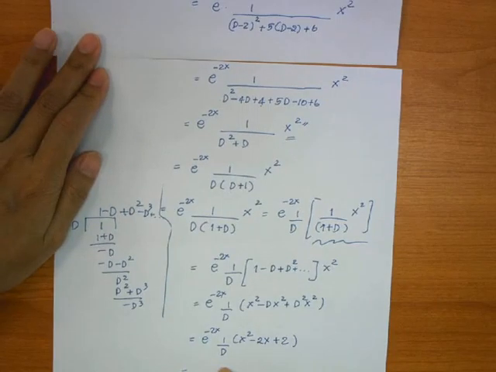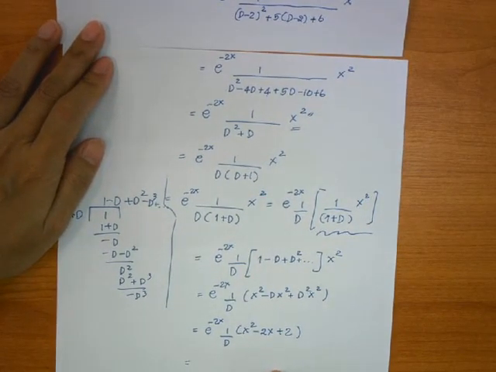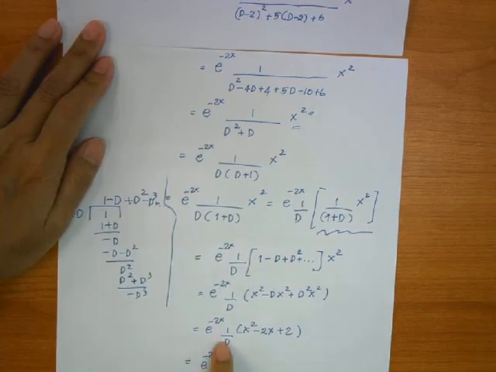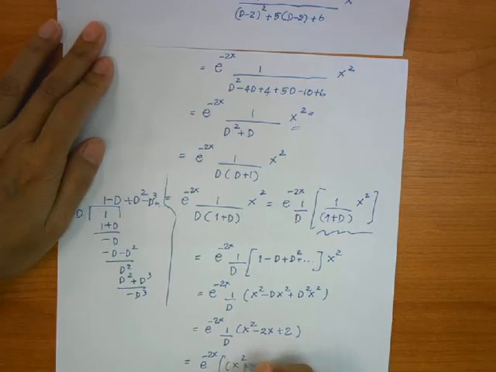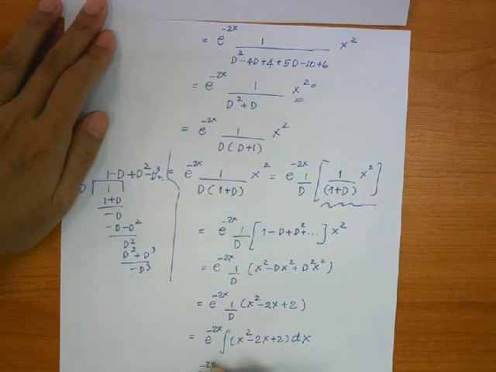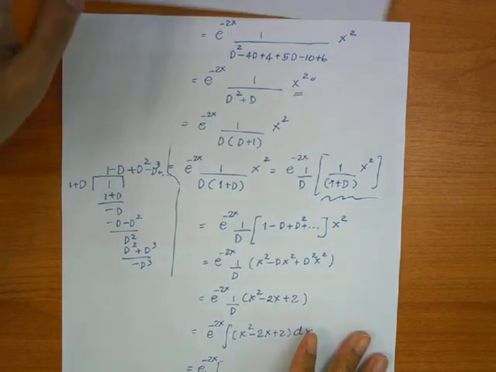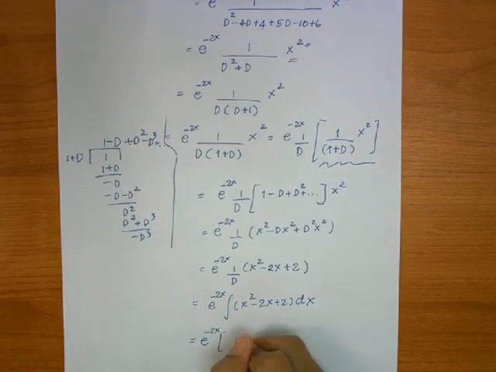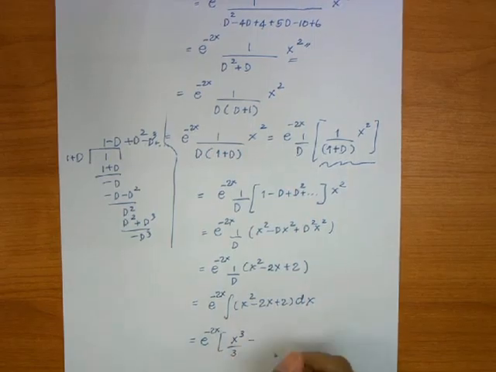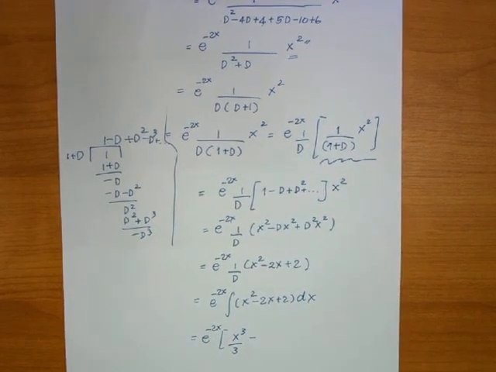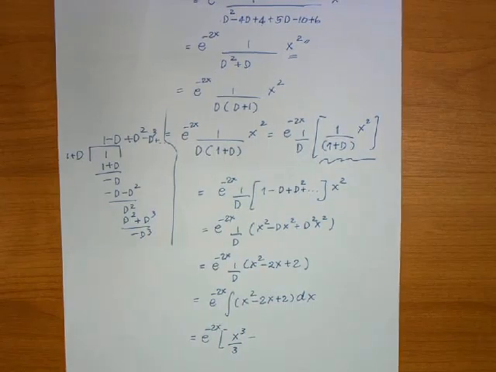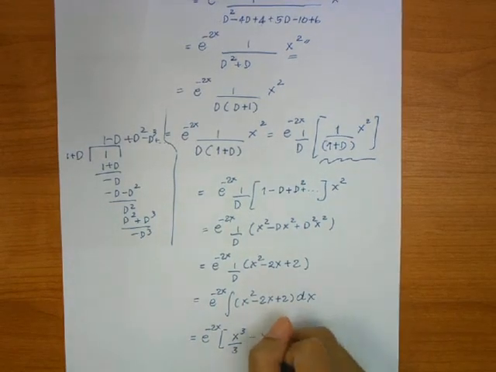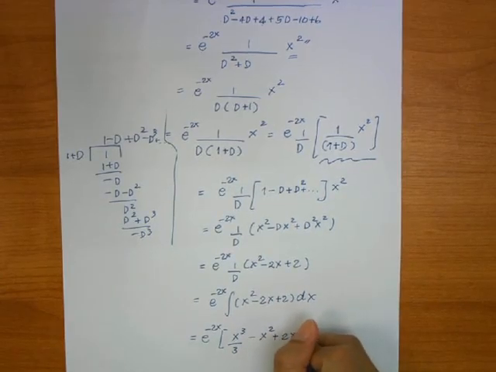The second derivative of x squared is equal to... Now, what is the definition of 1 over D fx? 1 over D fx is equal to integral fx dx. What would you get? Integral of x squared dx is equal to x to the power 3 divided by 3. What is the integral of minus x dx? Minus 2x dx. Minus x squared plus 2x. And that's our yp.